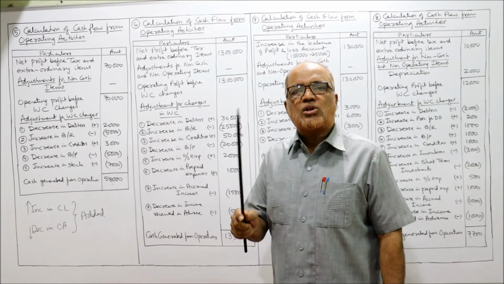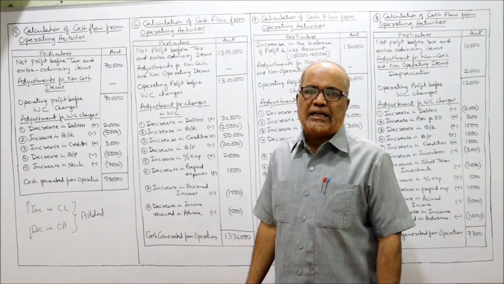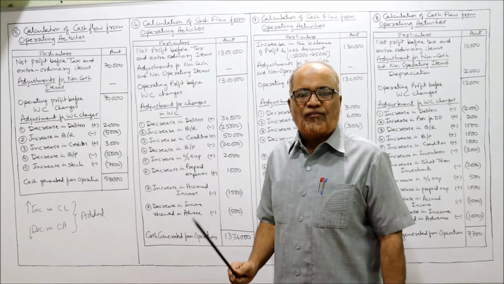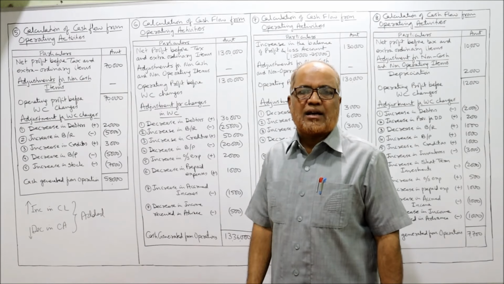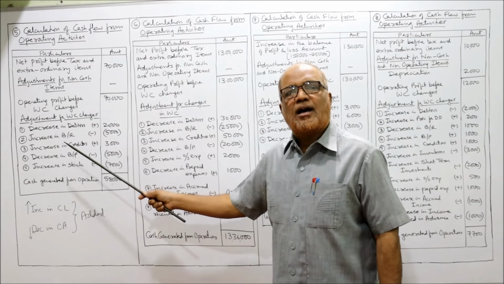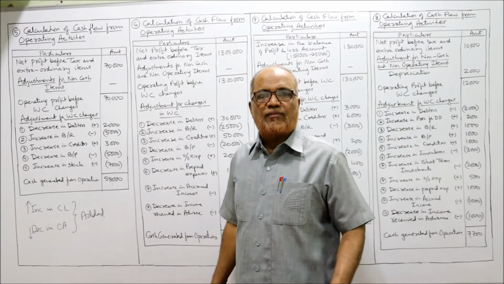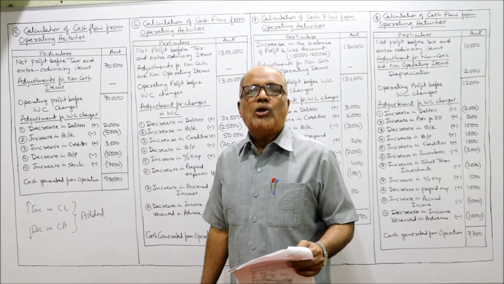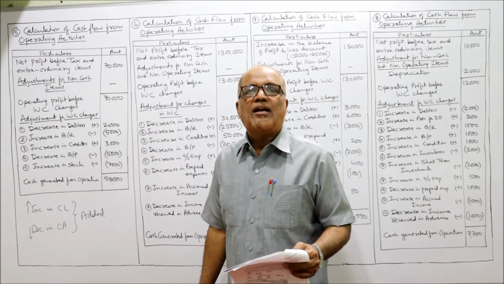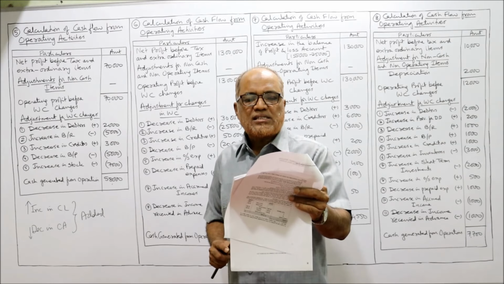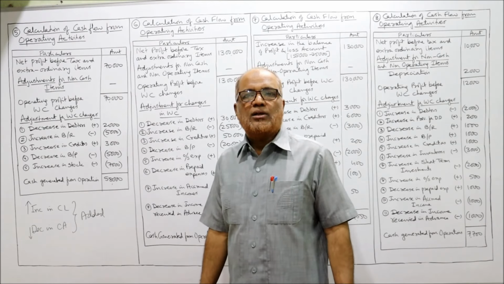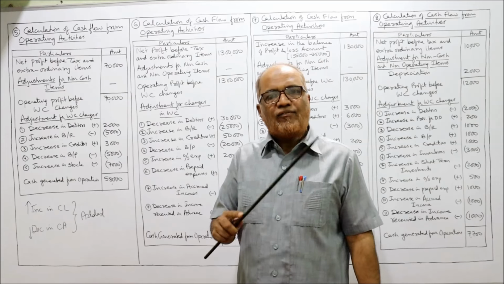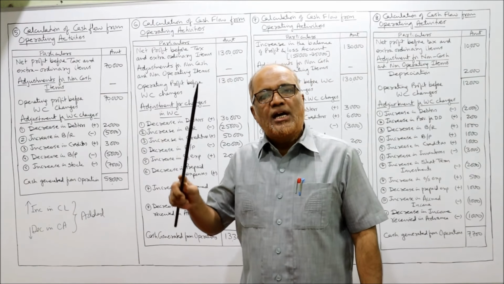Working capital consists of current assets and current liabilities. So actually the formula for working capital is current assets minus current liabilities. But here we consider each and every item of current assets and current liabilities. First one, debtors. Just now I told you debtor is a current asset. Now see here, last year 42,000, current year 40,000.